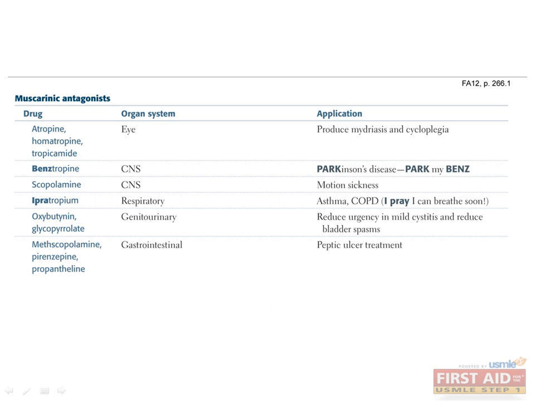Muscarinic antagonists are drugs that block the effects of acetylcholine. Their effects mimic sympathetic nervous system actions because the parasympathetic system is being turned off. Some have the common ending tropine, but many do not. Unfortunately, you'll just have to memorize the names.